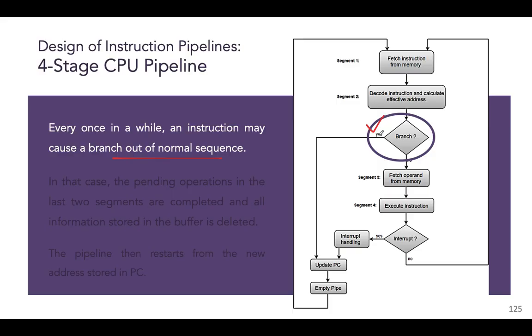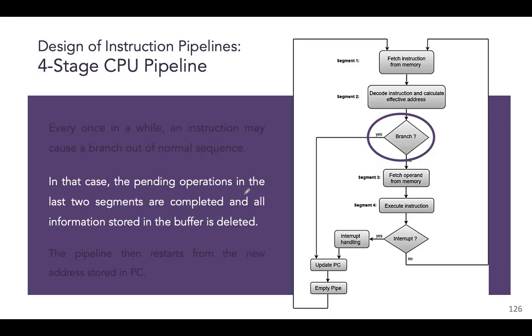if it is not, the normal operation continues. But if it is, then the pending operations in the last 2 segments, because since this is a pipeline, it means that segment 4 and segment 3 are already operating on some other instructions when this new instruction was decoded in segment 2. That means both segment 3 and 4 are in the middle of something at the moment, right?